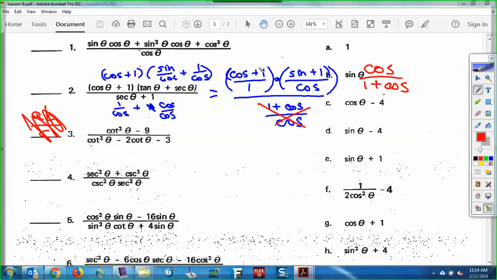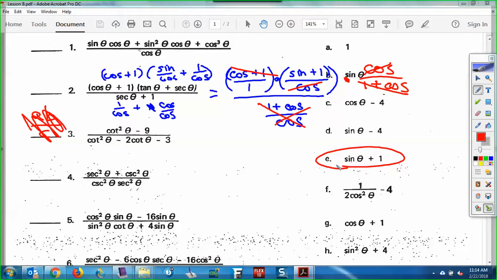So now what do I got? Well, sure enough, that can cancel that because what I'm doing is multiplying here. And then this can cancel that. And so now we just have sine plus 1. Okay, and that's why that one was E. The key is the common denominator and just keeping track of things.